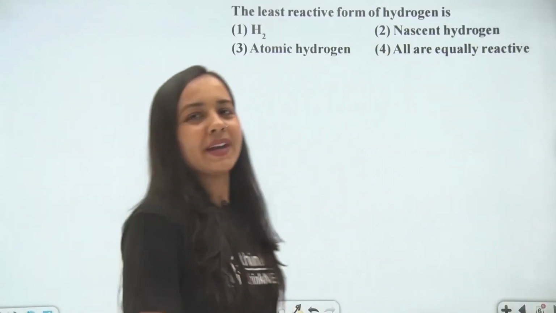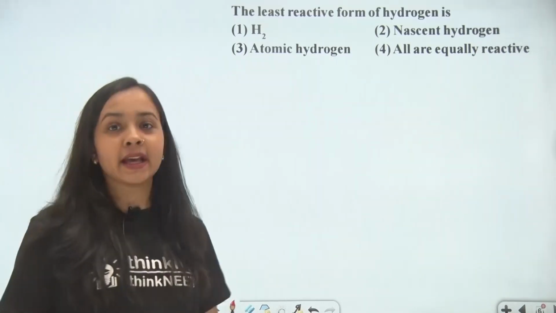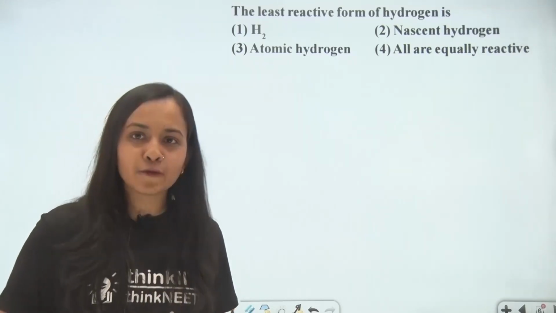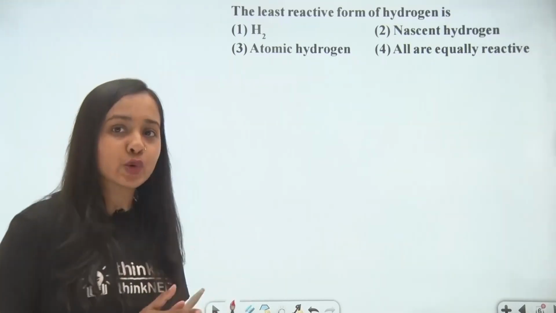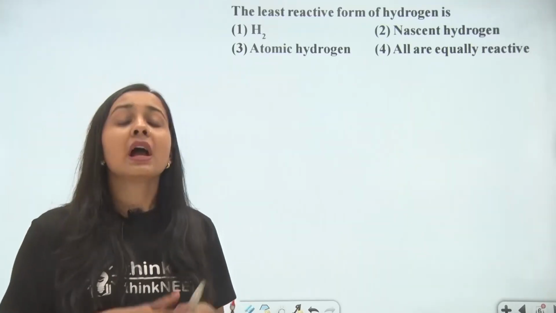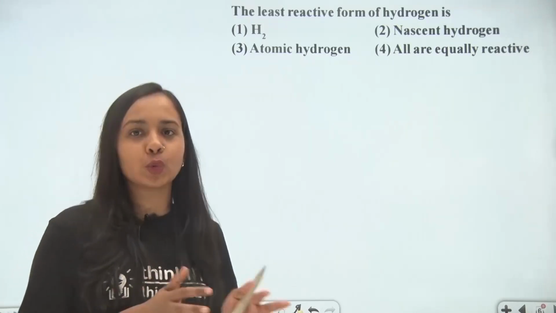Hello dear students, our next question is, the least reactive form of hydrogen is, right? Student, if we talk about the least reactive form of hydrogen, first one is H2, second is nascent hydrogen, third is atomic hydrogen. Nascent hydrogen and atomic hydrogen are more reactive than H2, right?